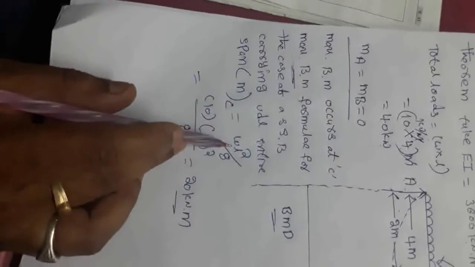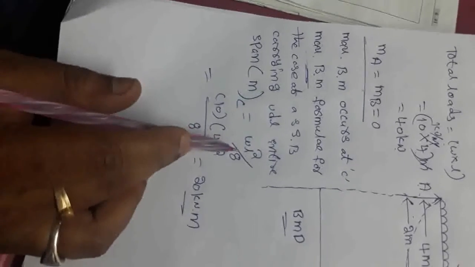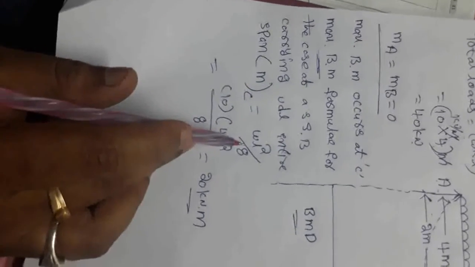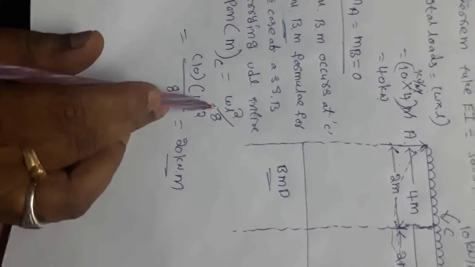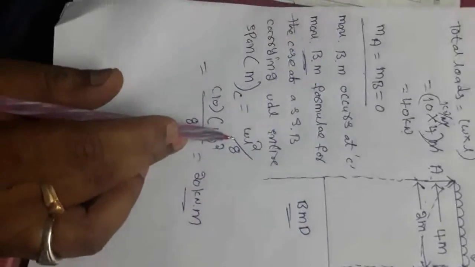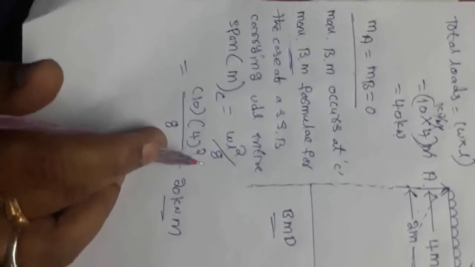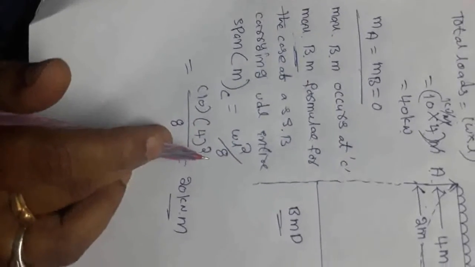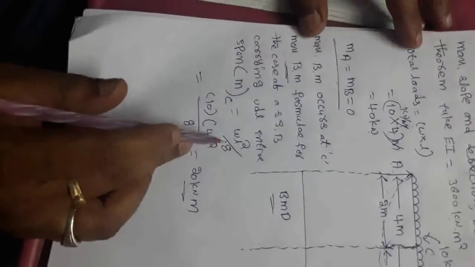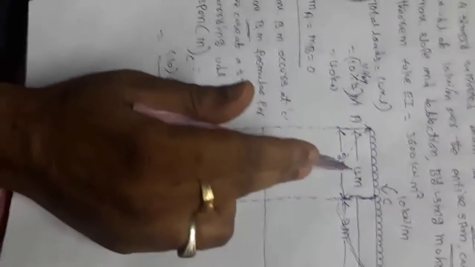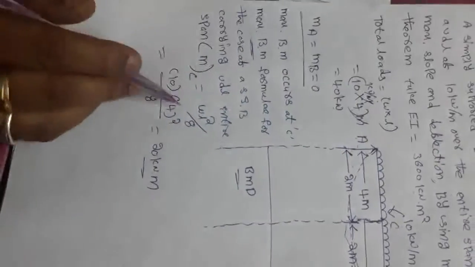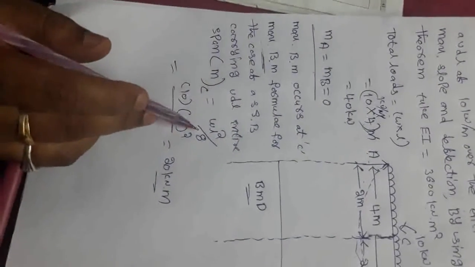So the moment unit is 20 kilonewton meter, and you all know the maximum bending moment formula is WL square by 8 from the four cases. The first case is a cantilever beam subjected to a point load at the free end, then a cantilever beam subjected to a UDL over the entire span, then a simply supported beam carrying a point load at center, and a simply supported beam carrying a UDL over the entire span. So for a simply supported beam carrying a UDL over the entire span, the maximum bending moment formula is WL square by 8.